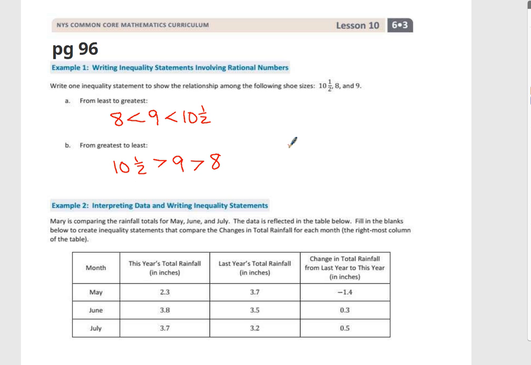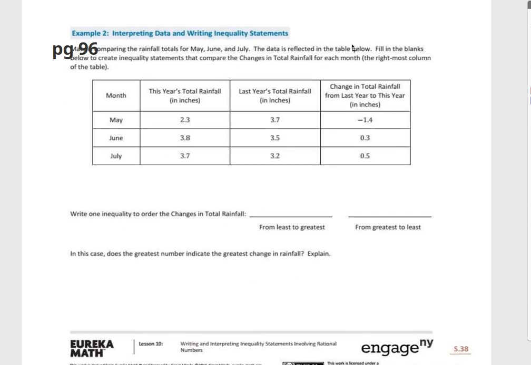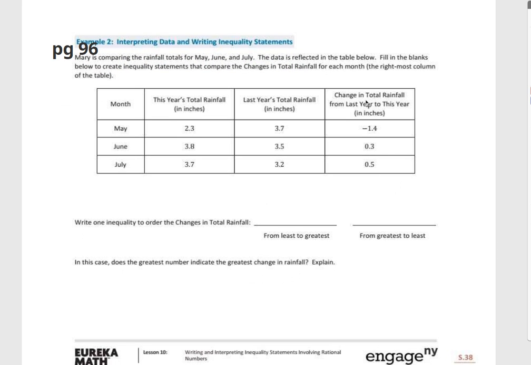Now looking at example 2, it says, Mary is completing the rainfall totals for May, June, and July. The data is reflected in the table below. Fill in the blanks below to create inequality statements that compare the changes in total rainfall for each month, the rightmost column of the table. Well, what does rightmost mean? Okay, rightmost means the column at the very far right. So we're going to be taking a look at this table, and we're looking at this column here at the end.